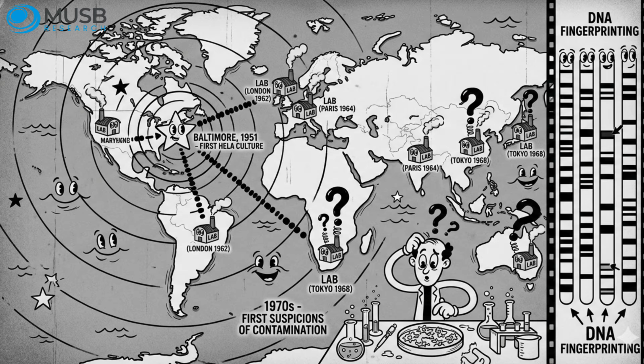The lesson of HeLa is not to vilify anyone. It's a lesson about systems. When you assume your cells are what they say they are, you're trusting a chain of custody that can fail at any link. Verify, authenticate, every time.